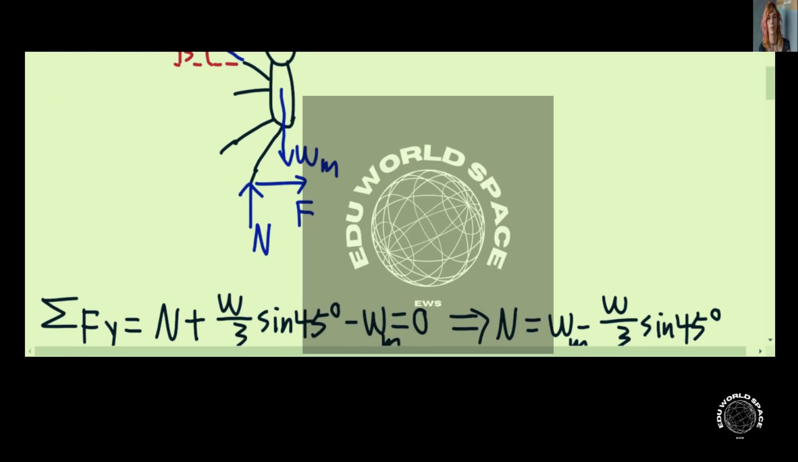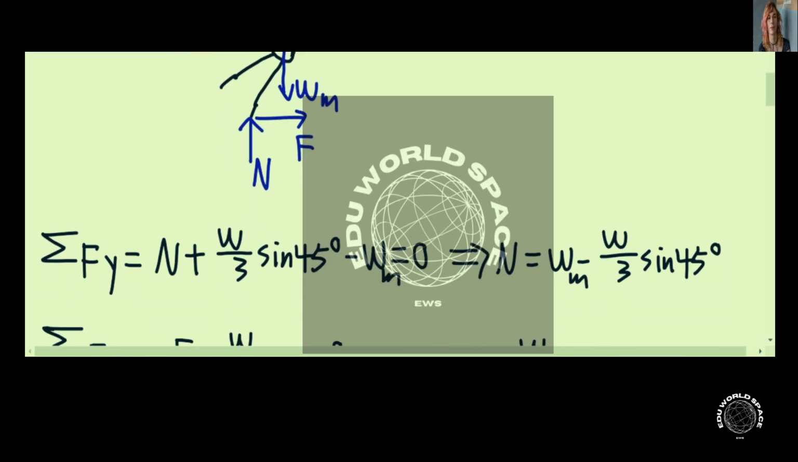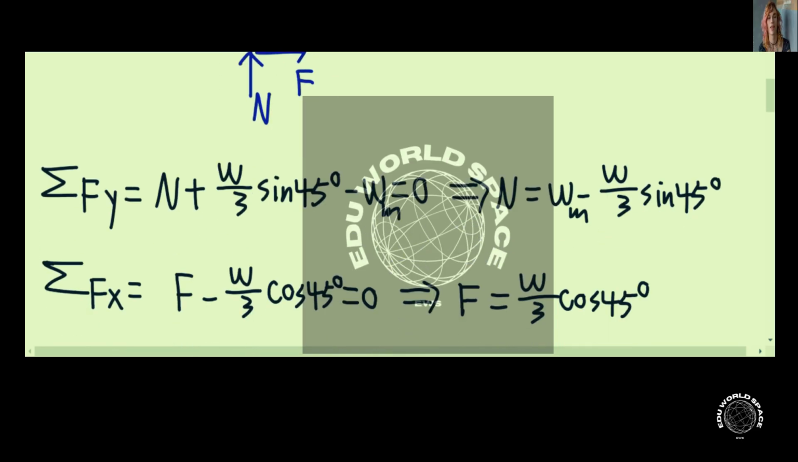So we have the net force in the y direction is equal to normal force plus the weight of the object over 3 times sine 45 degrees minus the weight of the man is equal to 0. Therefore, the normal force is equal to Wm minus W over 3 sine 45 degrees. And the net force in the x direction is equal to F minus W over 3 cosine 45 degrees, and this is equal to 0. F here is the friction. Therefore, the static friction is equal to W over 3 cosine 45 degrees.